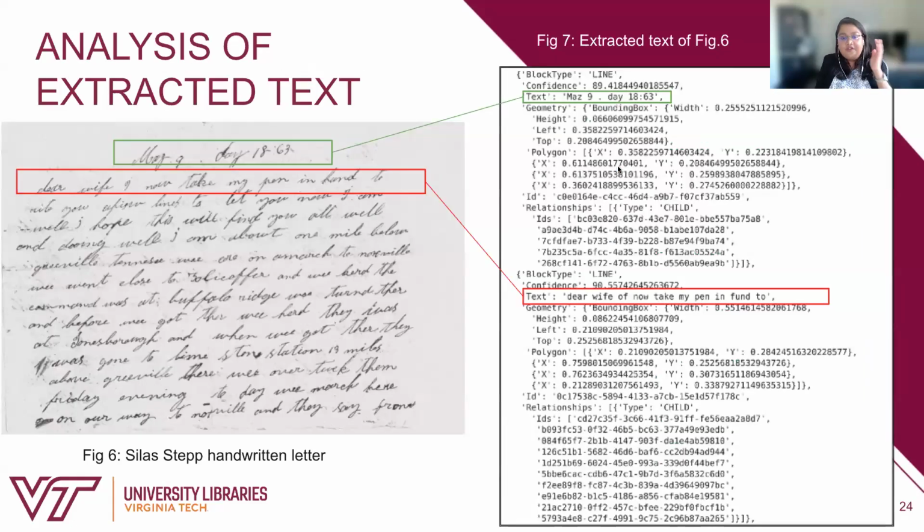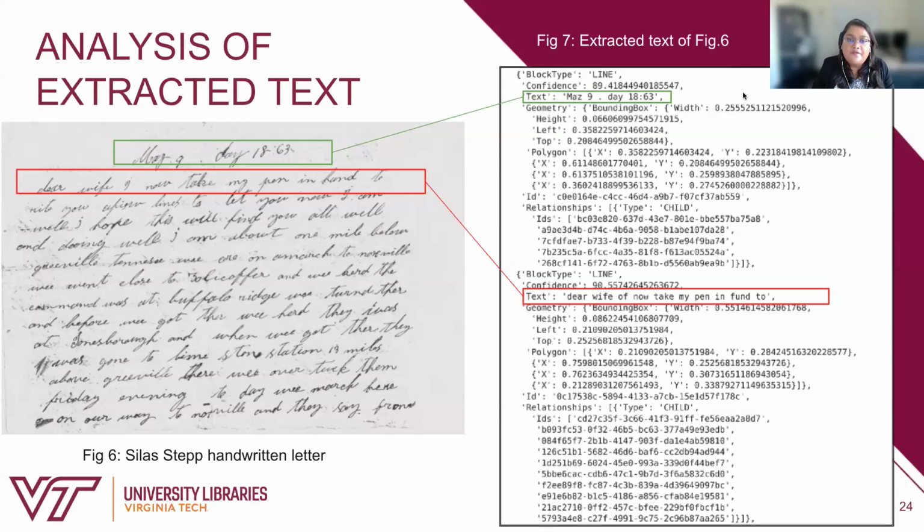So again, we wanted to make sure that the text is good. And while analyzing the text, we did find some interesting results. As I mentioned, AWS Textract will extract line as well as word. These are two different examples of the line text that was extracted.